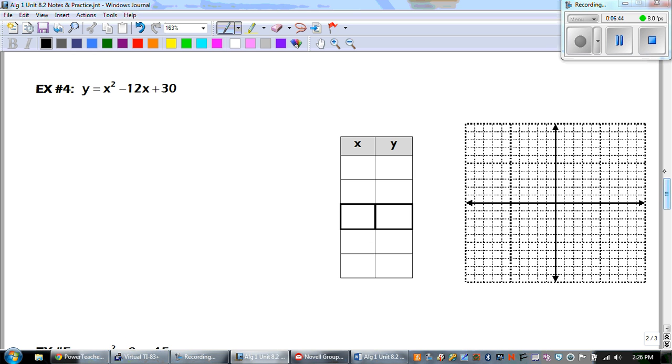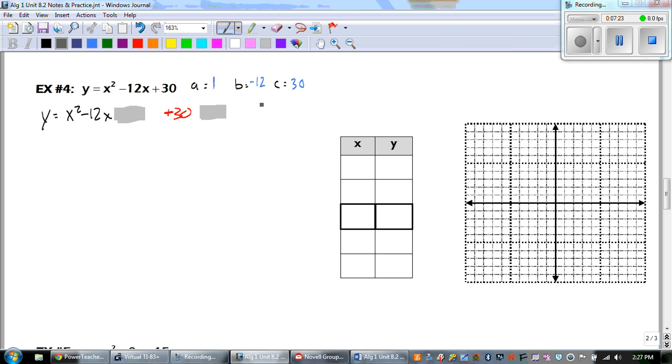Number 4. So, step 1. A, B, C. What do we have? Yeah, A is 1, B is negative 12, and C is 30. Okay, so step 1, all we do is x squared minus 12x, and I'm going to move that plus 30 over, so we've got those spaces to fill in.